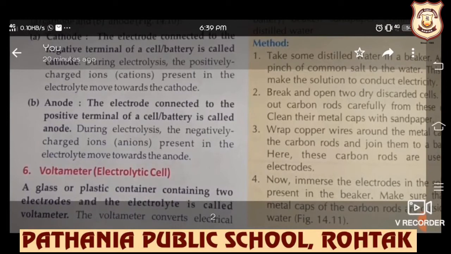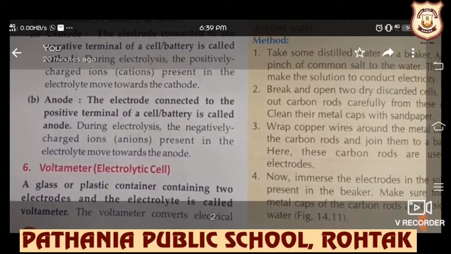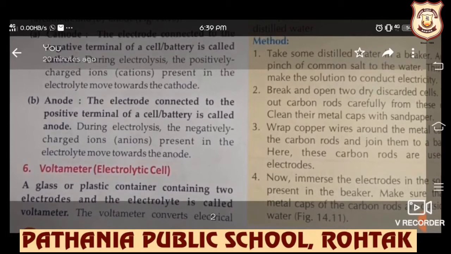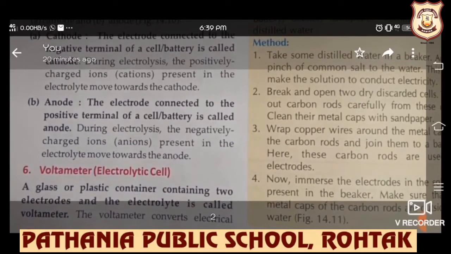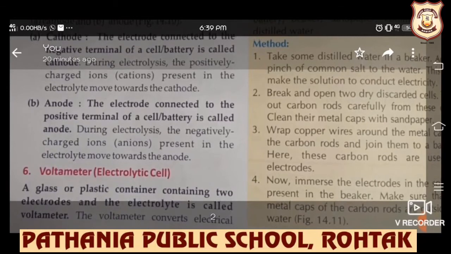It is connected to the positive terminal of the battery. The next is the voltameter. It is called an electrolytic cell. I'll show you the diagram also. It is a glass or plastic container containing two electrodes. We have discussed that there are two types of electrodes, anode and cathode.